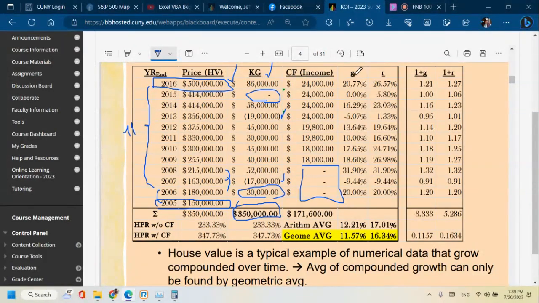Right? Now, look at this column that says G. G stands for growth rate. Growth rate is simply how much it grew, how much the house value grew year to year. So 150K to 180K, it grew by 30K. So the growth rate is 20% because it's this divided by this.